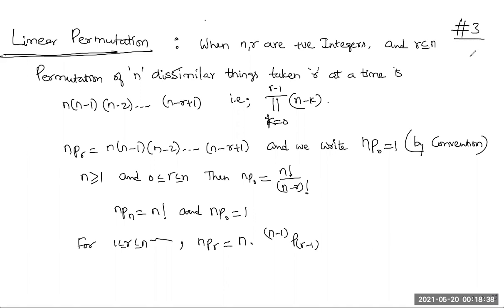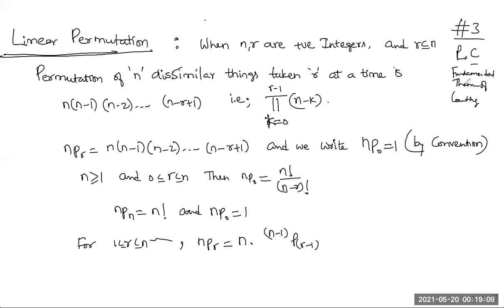So in the previous lectures, I have discussed the basic definitions of permutation and combination, and we have discussed the fundamental theorem of counting, and we have discussed what is permutation, combination, and linear permutation and circular permutation, the definitions. Okay, so in this lecture we are going to go further into linear permutation.